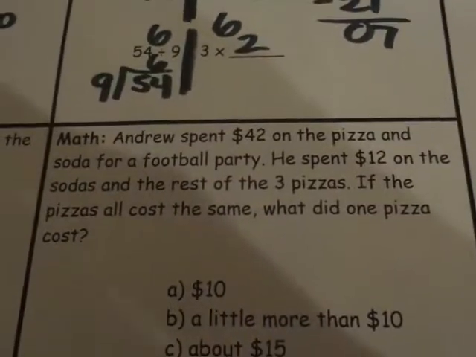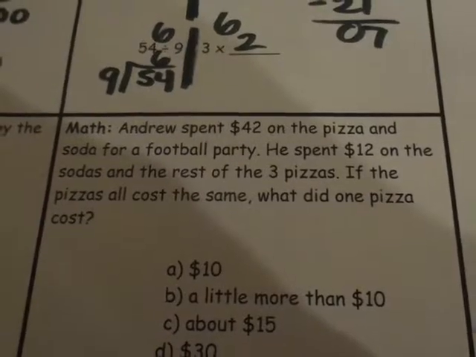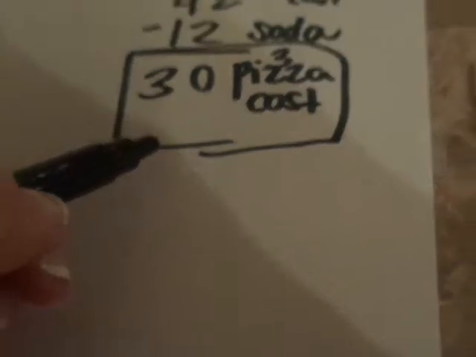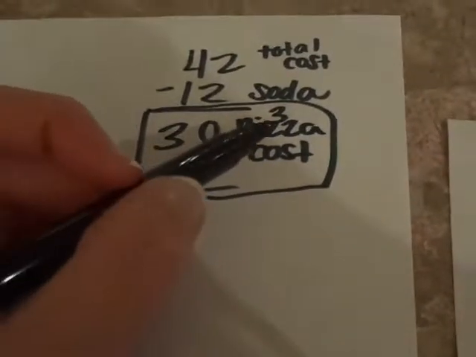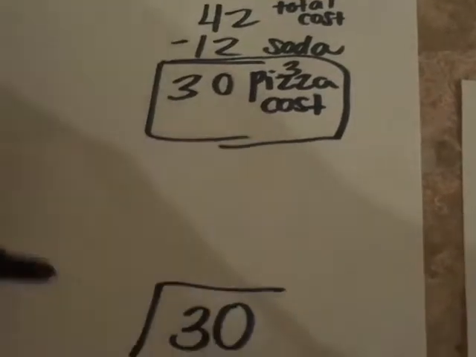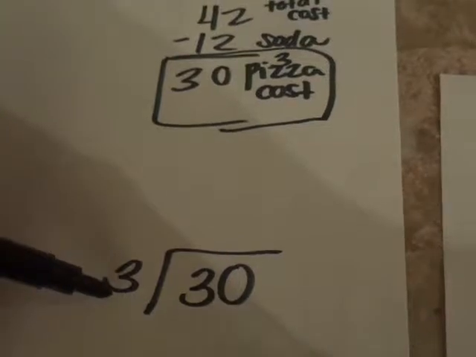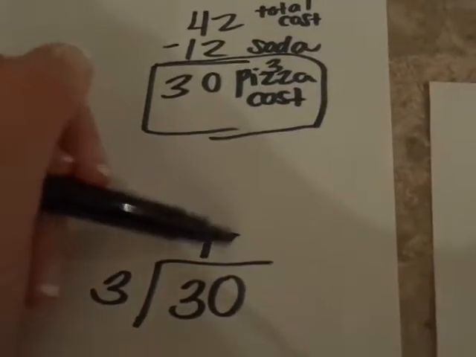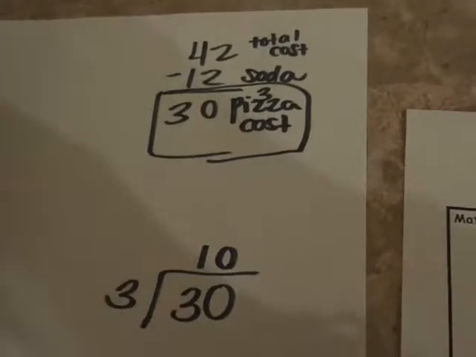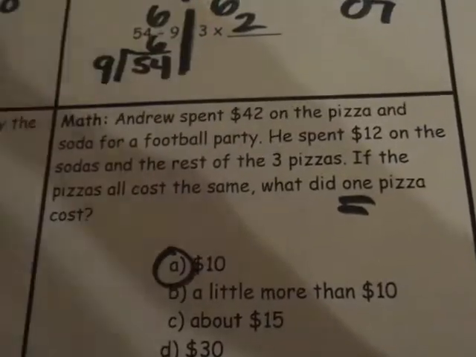The question's asking us for, if the pizzas all cost the same, what did one pizza cost? This is for all 3. So how can we take this price and figure out how much each pizza cost? We got to take this price and divide it by 3. So 30 divided by 3 is 10. So each pizza costs about $10. Best answer? A.